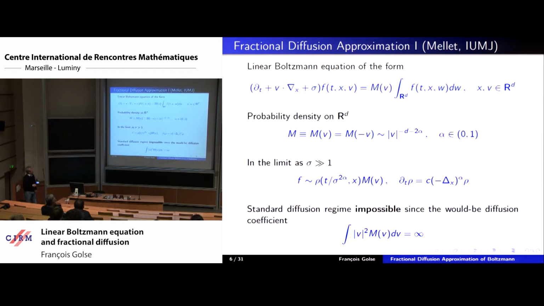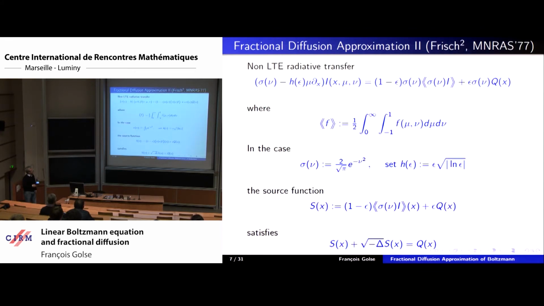There is another, much older, I think, way of obtaining fractional diffusion from a linear Boltzmann equation, which I found in a paper by Hélène and Uriel Frisch.